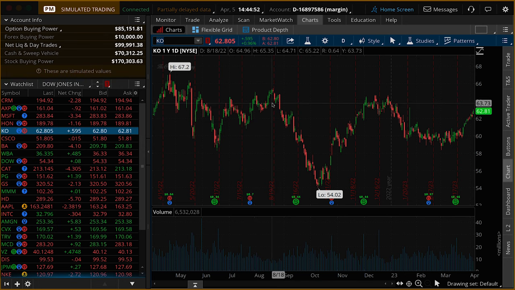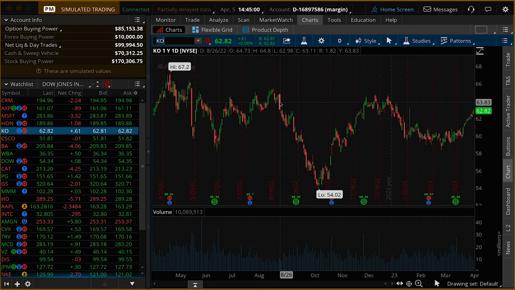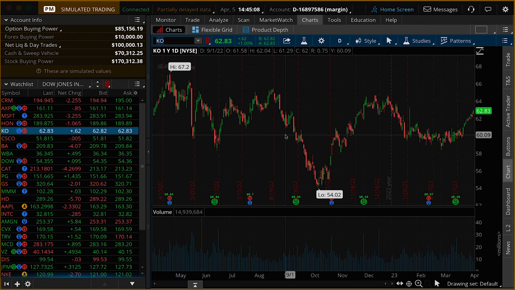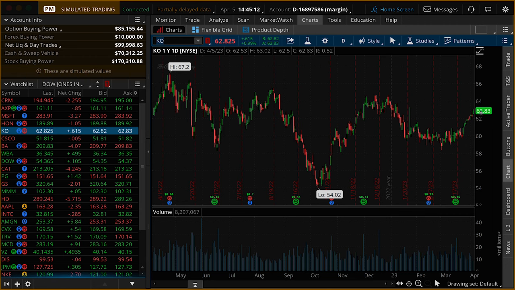As you mouse over these, you'll notice along the top of the chart it's telling me the day, the open, high, low, close, and range for that particular day. Red candles are down days and green candles are up days. Also on the chart, you see we put a bubble near the high, a bubble at the low, and a bubble at the current trading price right now, 62.83.